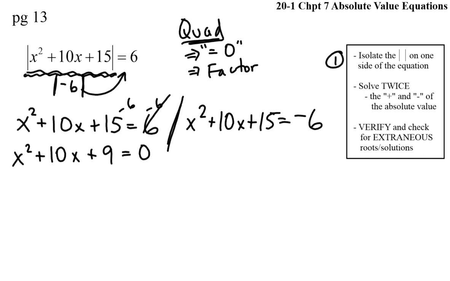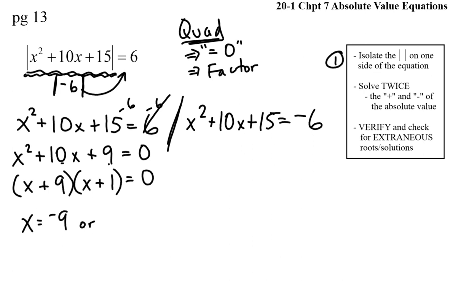Well, when we factor, this could be multiply to 9, add to 10, a positive 9 and a positive 1. So if that's the situation, our x could be negative 9 or negative 1, because in this case we would want one of these to be 0, and this becomes 0 if x is negative 9. This becomes 0 if x is negative 1.